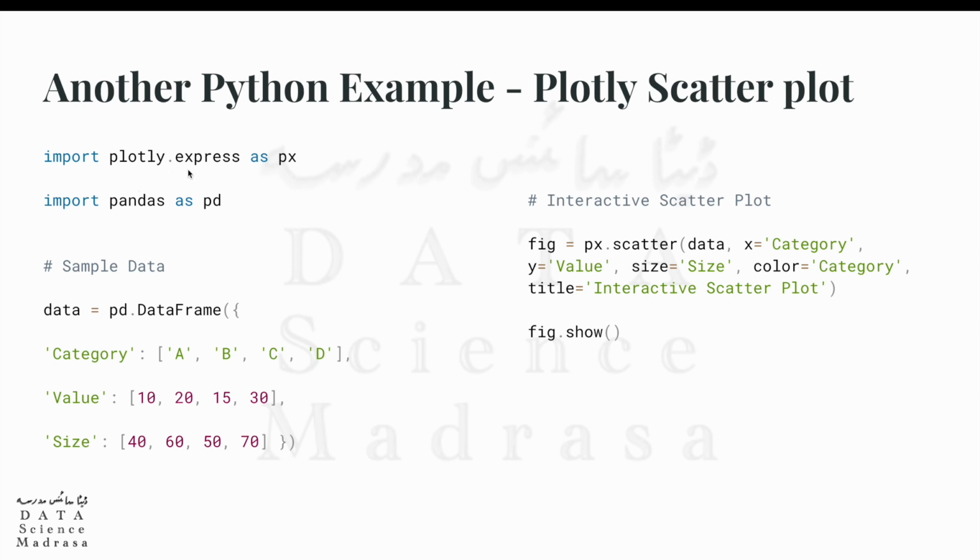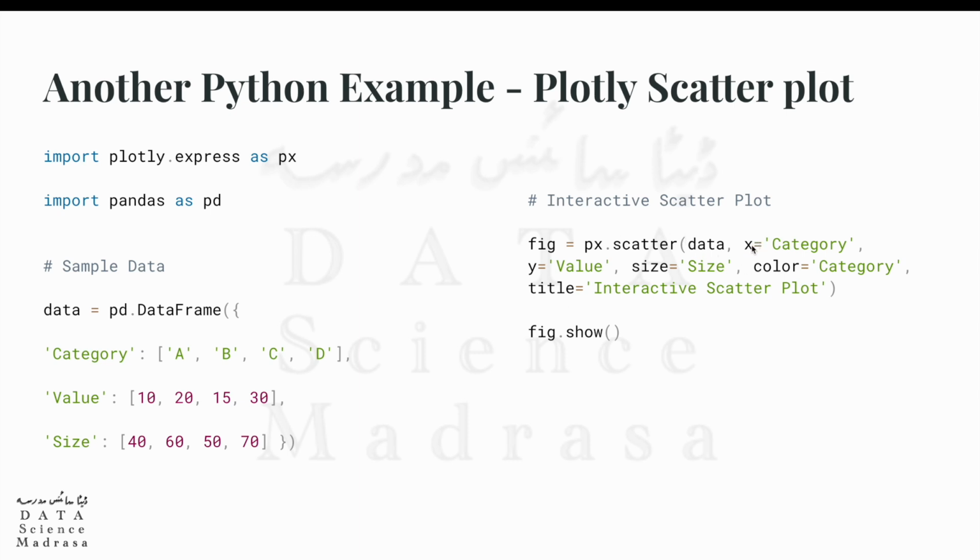We import plotly.express as px in the Python script. We import pandas as pd, so we can create a data frame. We do the same kind of category and value. In this case, we add another attribute, which is size, and this is what we have as a data frame. We put it inside an interactive scatter plot by calling px.scatter, so plotly.express.scatter, which is a scatter plot. Put it inside a figure and call figure.show.